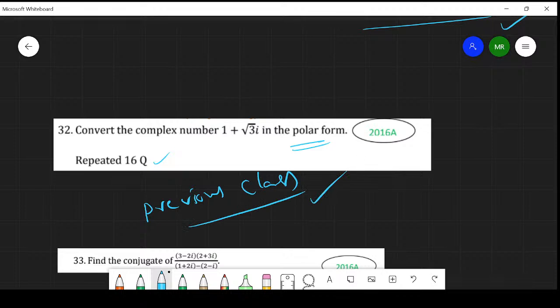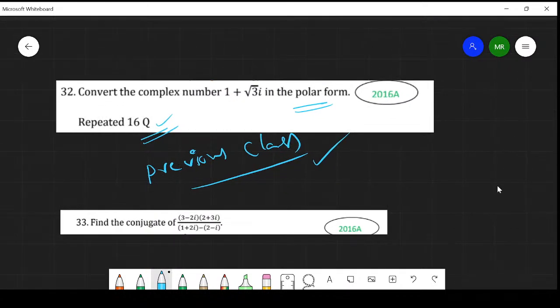Just observe the previous class, you will get question number 16, you will get the answer there. Because we can save the time, I already have done the previous class. Please observe the previous class in that 16th question. They asked it in 2016, and previously also they asked, so this is twice they asked in the exam.